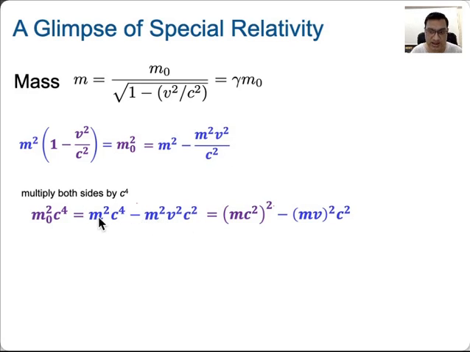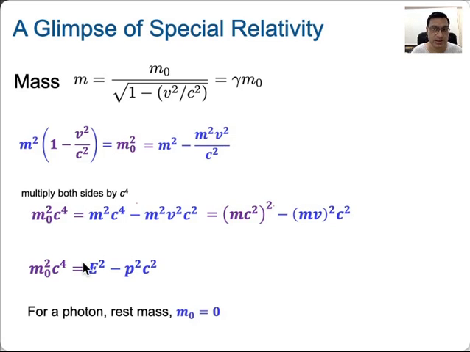Now this thing I can write down as mc square, whole squared, and this quantity I know from my previous slide: mv is momentum, so this is momentum squared. So now in a very simplified way I can write m0 square c to the power 4 is equal to, this is my E, so E square minus p square c square. So now what I have got is that E square is equal to m0 square c to the power 4 plus p square c square.